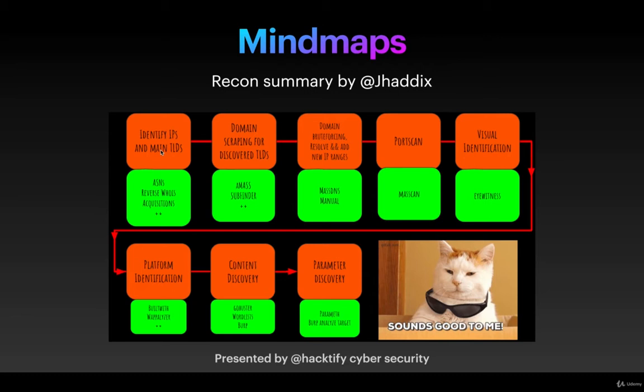We take the ASN number and this way we get to know the whole bunch of IP addresses that are being owned by that specific organization. We have also seen reverse whois, through which we get more domains which are related to the main parent domain or the acquisitions. Next is domain scraping for discovered TLDs.